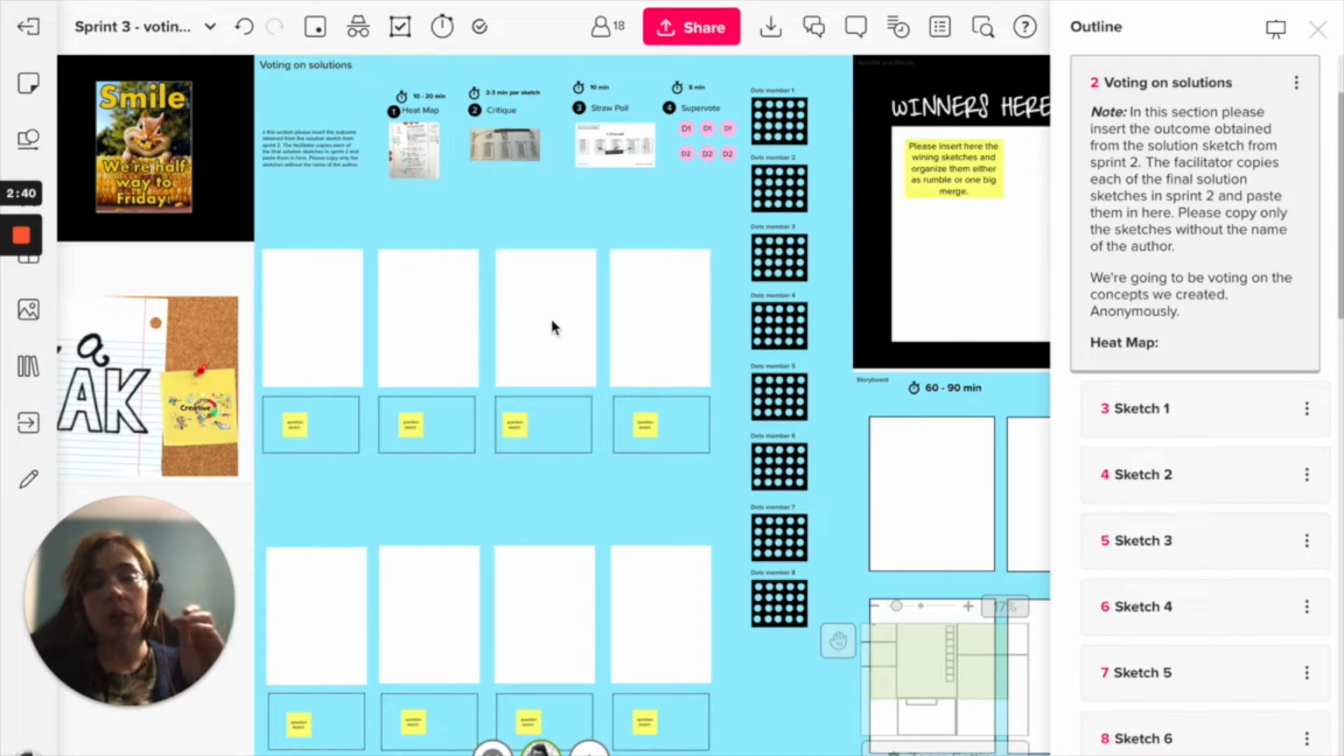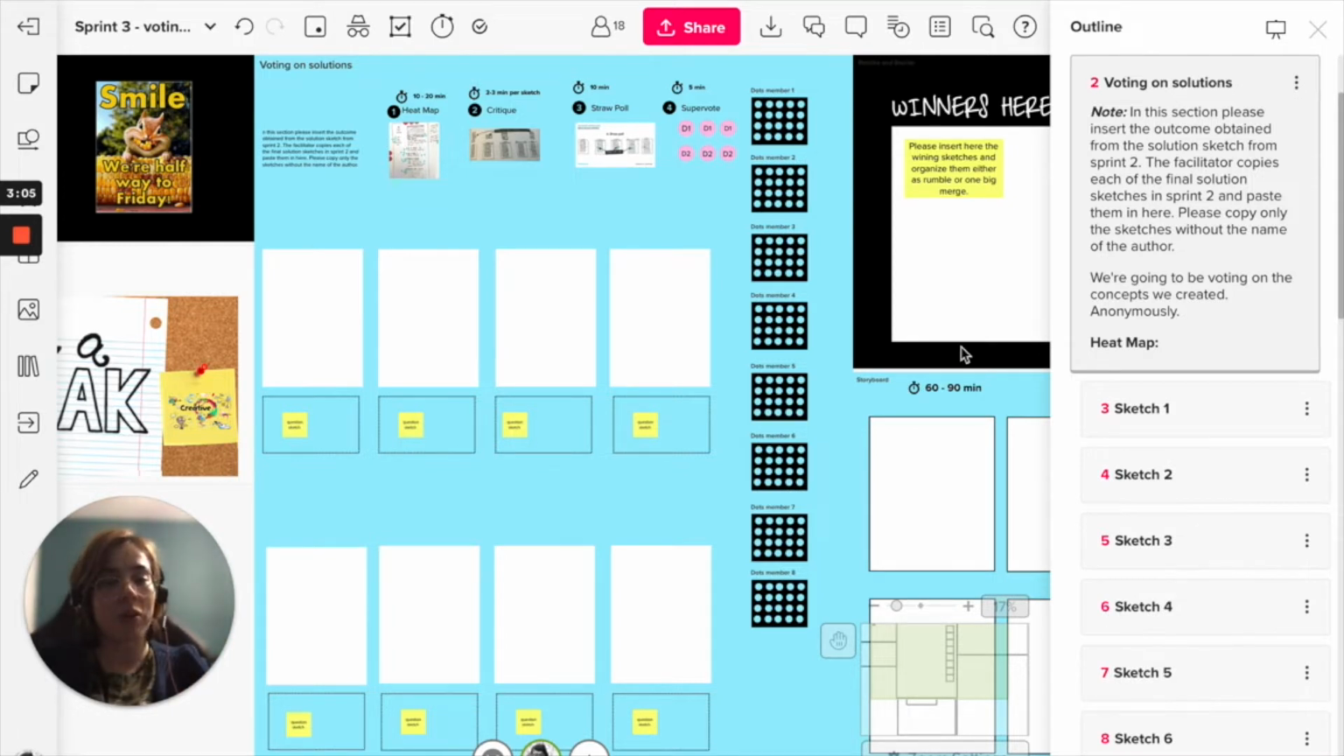Remember that when you place the sketches here, please take out any name or anything that will identify the creator of the sketch. We want to work anonymously, so we take out any names or identity from the sketches so that we can vote based on the sketch and not based on the person.